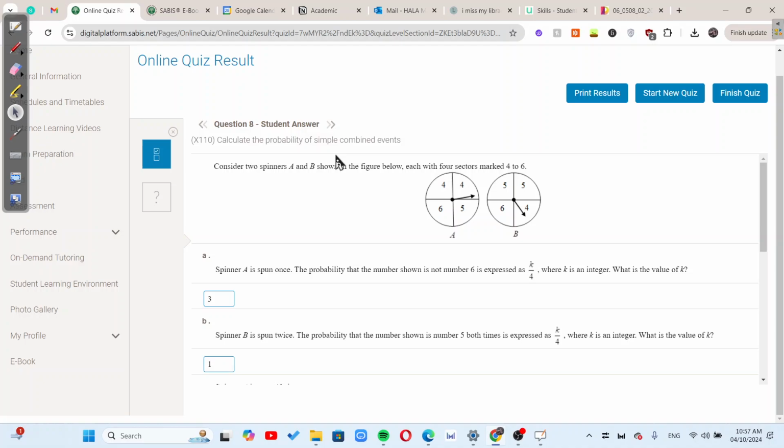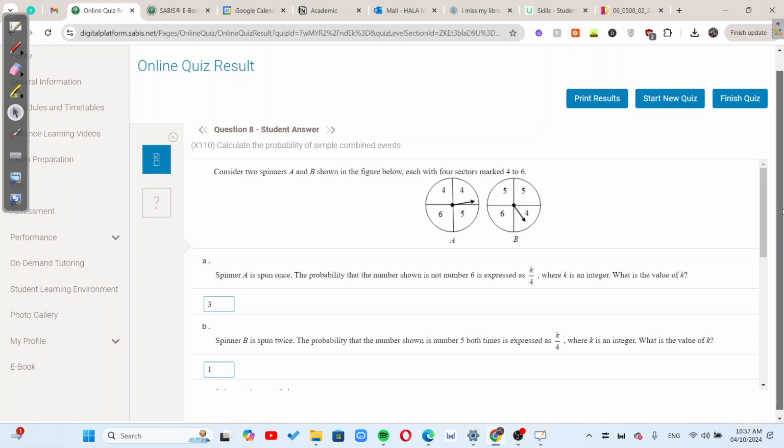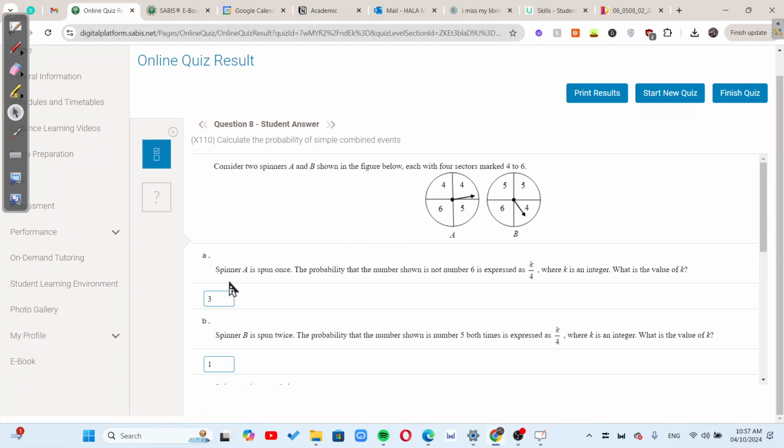Okay, next question. Okay, here we're starting with probabilities. So you have two spinners, A and B. Be careful in each question, read it well, make sure what spinner they are talking about in that part. So here in part A, but first, they showed you two spinners. They have the numbers 4 to 6. Now, spinner A is spun once. The probability that the number shown on it is not 6. Keep a mental note that you're using spinner A. And keep a mental note that you do not want 6. Is expressed as this. What's the value of k?